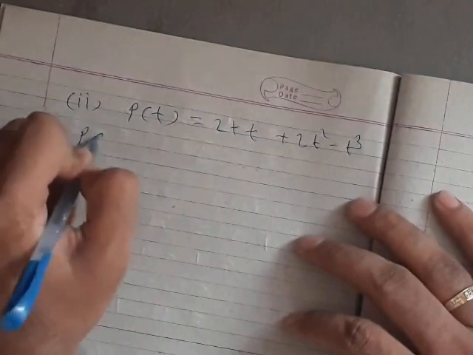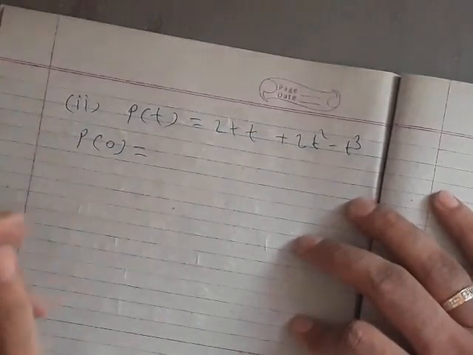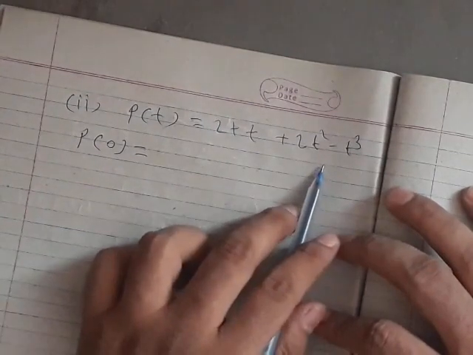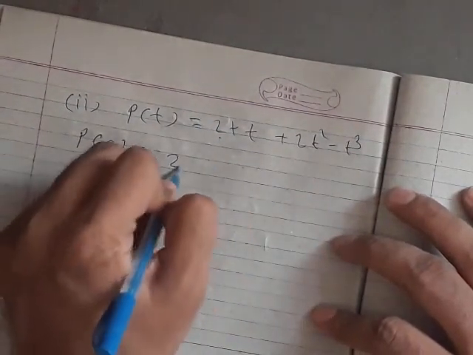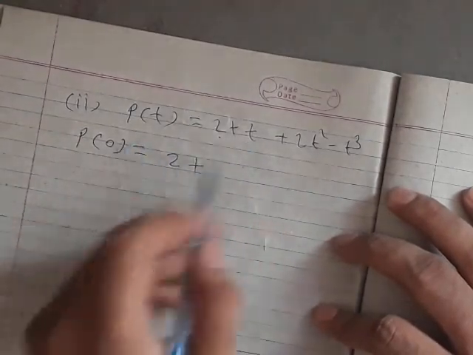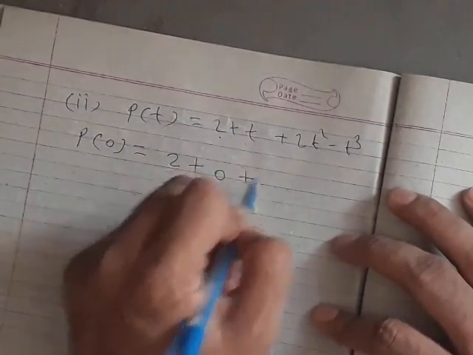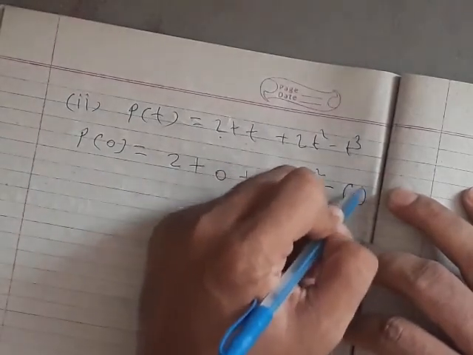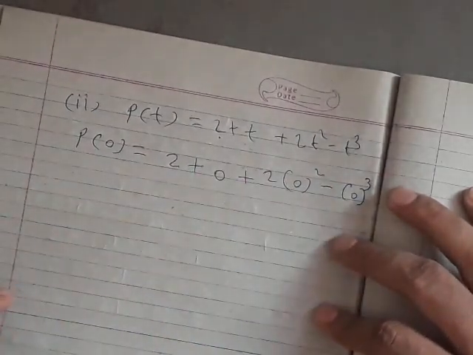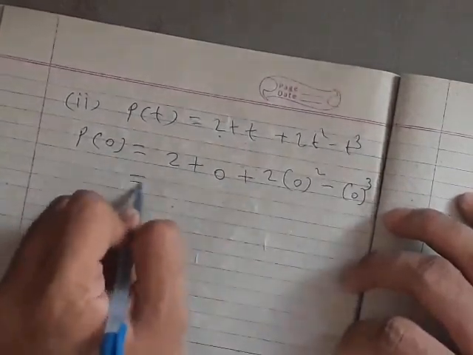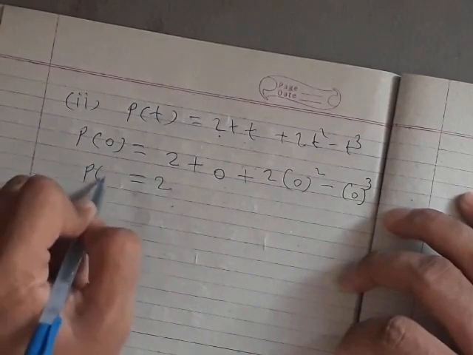So we will start with P0. Now here the variable is t. Okay, so 2 is as it is, plus, so here we have t, so instead of t we will put 0. Here 0 square and here 0 cube. Now we know that all this becomes 0. So the answer will be 2.